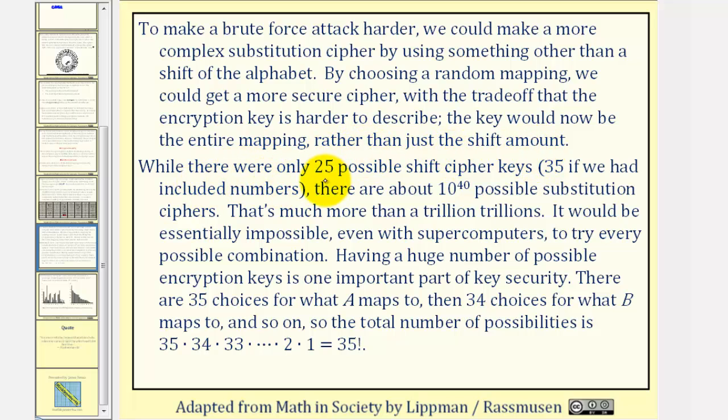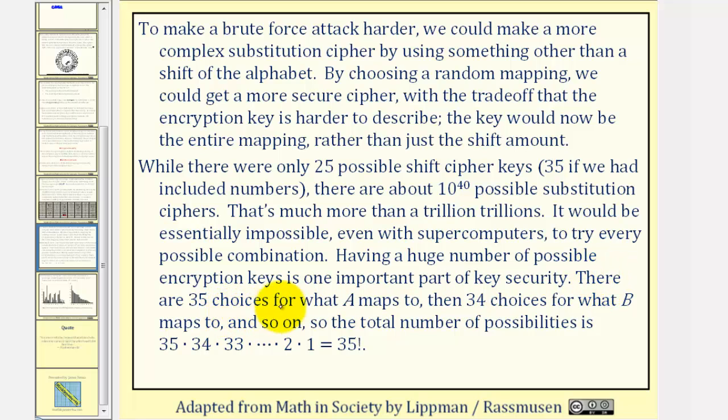While there are only 25 possible shift cipher keys, 35 if we include the digits 0 through 9, there are about 10 to the 40th power possible substitution ciphers. That's much more than a trillion trillions. It would be essentially impossible, even with supercomputers, to try every possible combination. Having a huge number of possible encryption keys is one important part of key security.